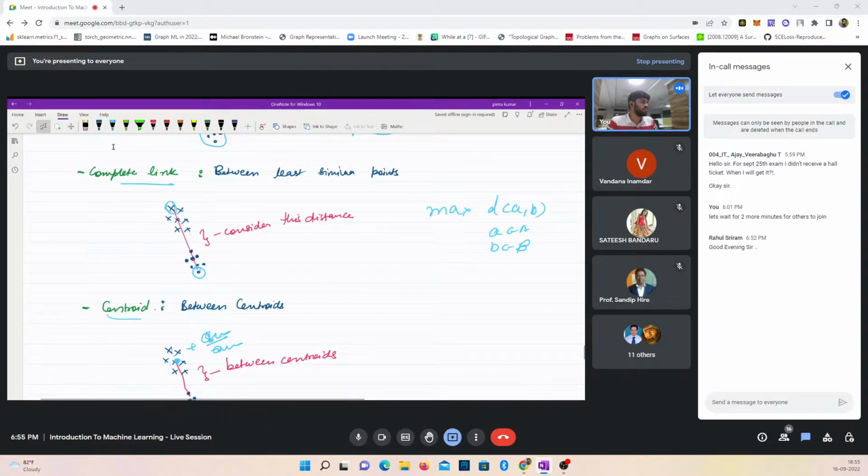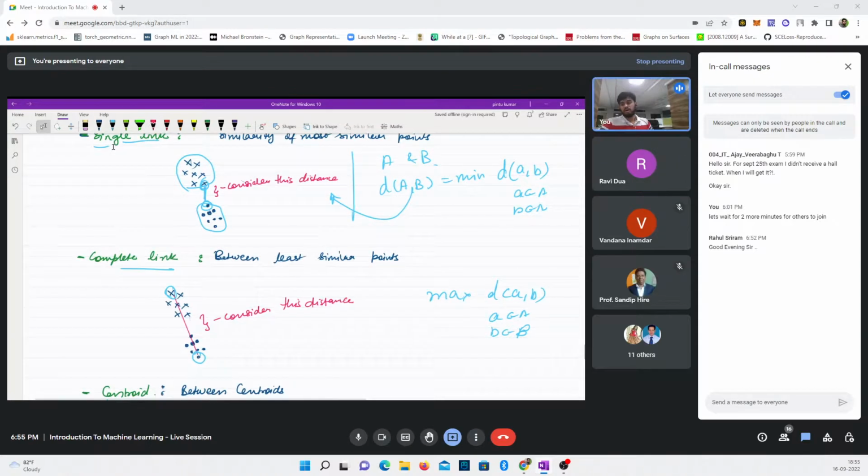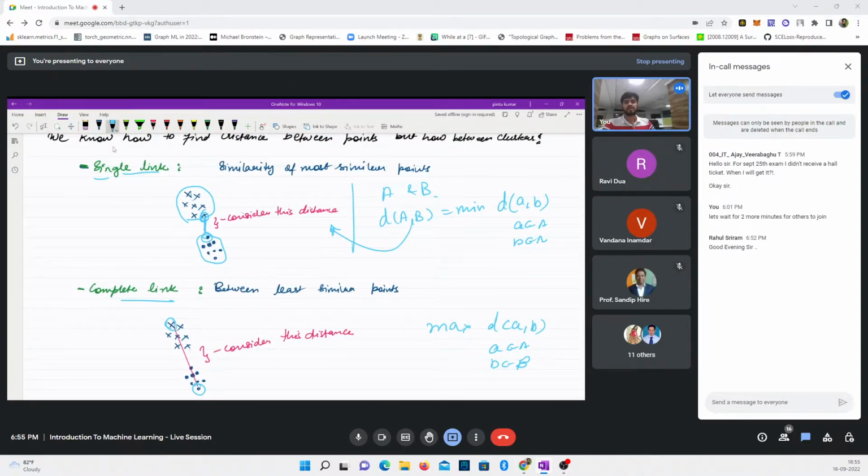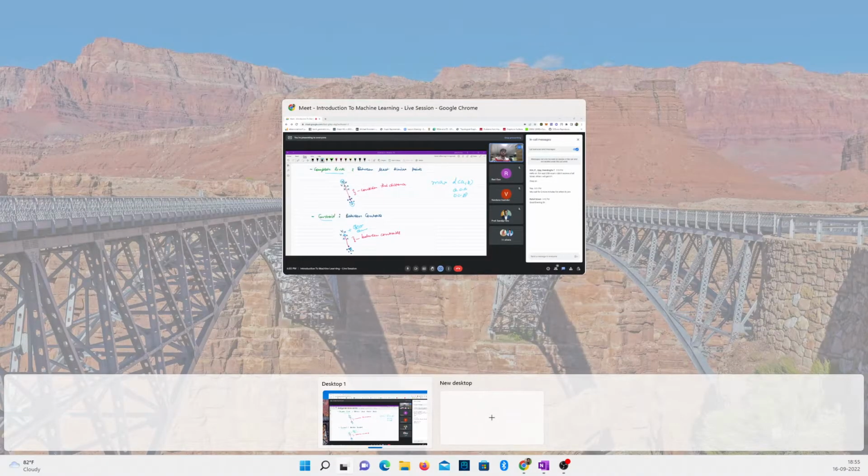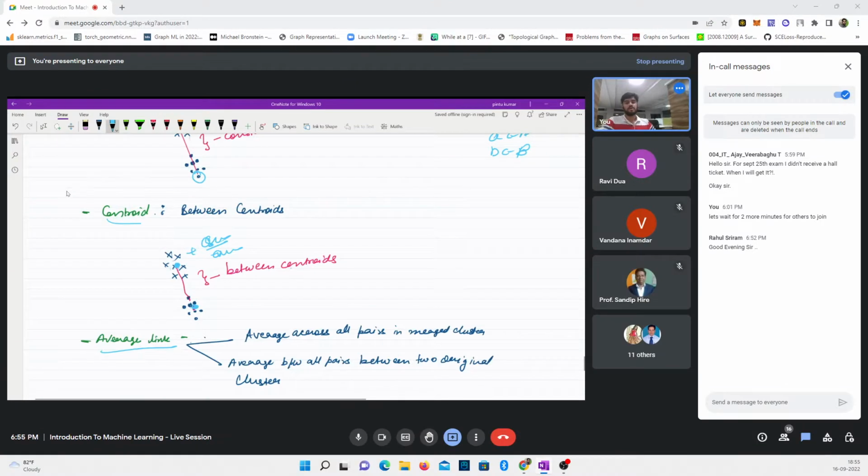Anything that you want to ask? Sir, which one is mostly used in practical scenarios? See, what I feel is single link would be the most used one. Even the centroid one is pretty good. But again, these things vary a lot from application to application. That can be a very naive answer, but if you look at this area of machine learning, things do vary a lot based on the application.